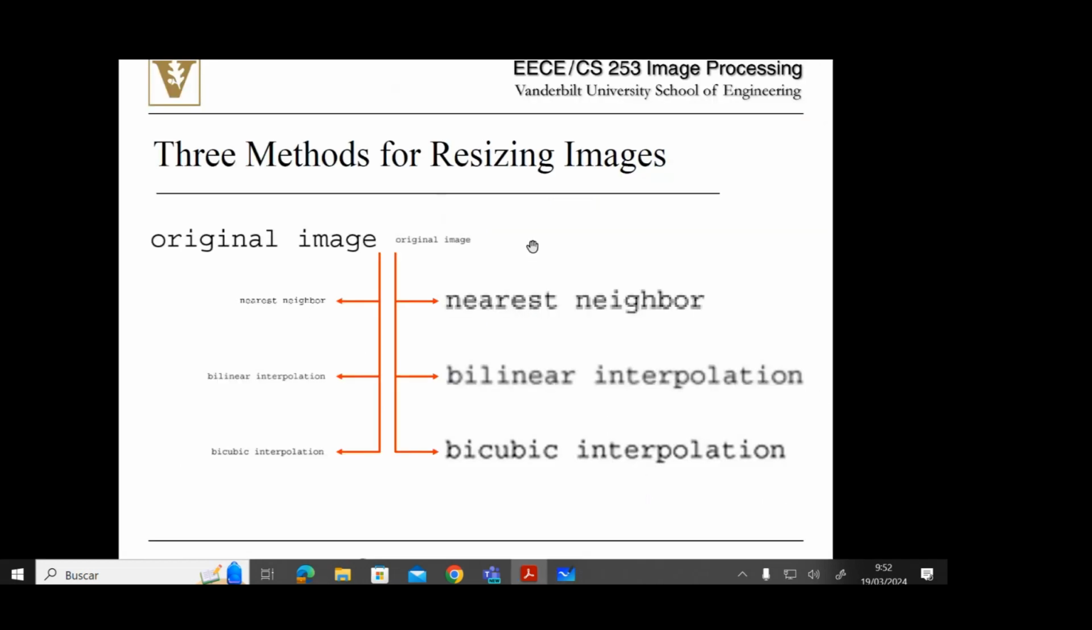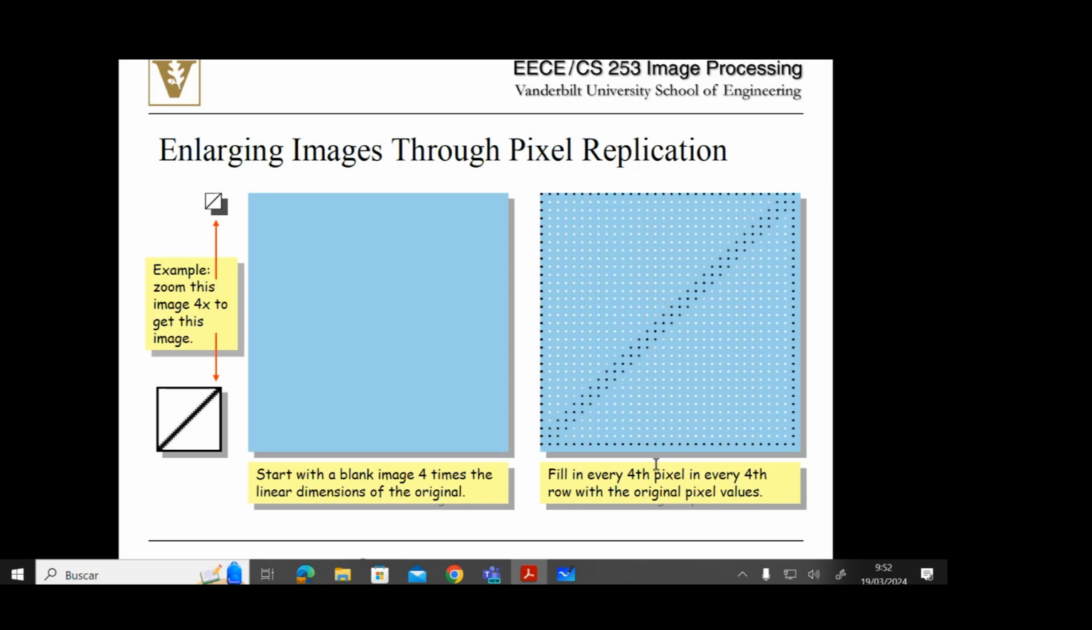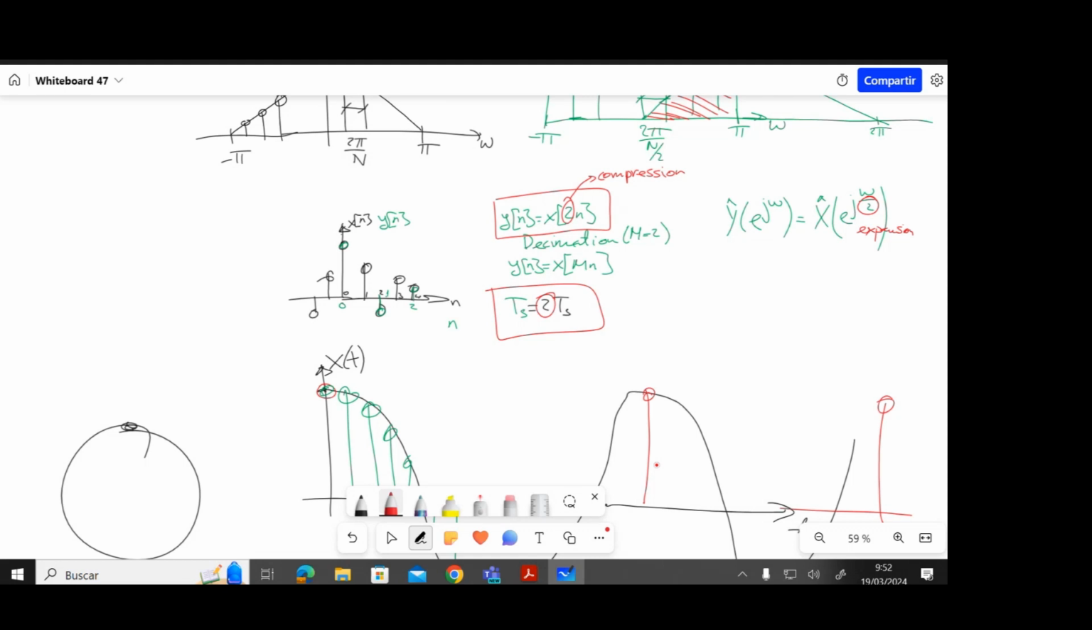And then what we will see is that you have to come out with the values, and these values will be given by any one of these interpolators. Okay, so let's start with making images bigger.